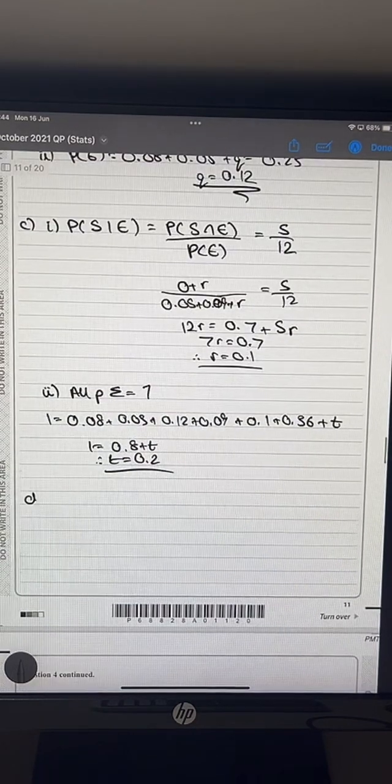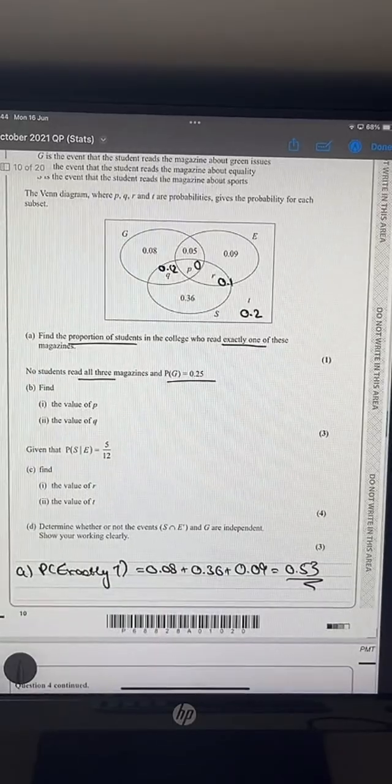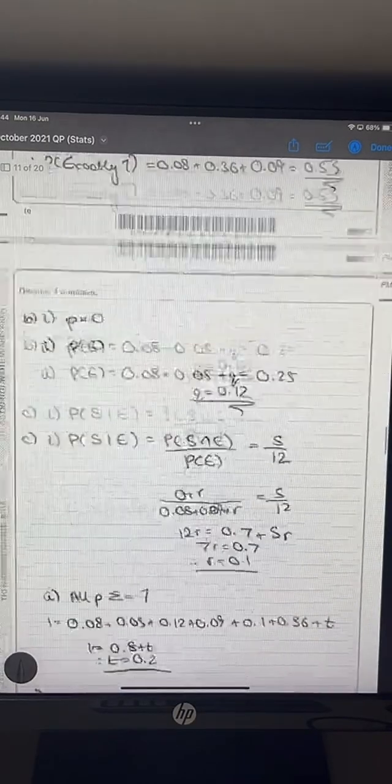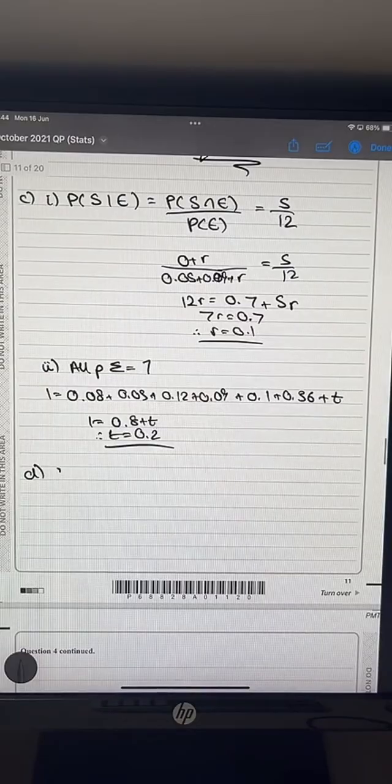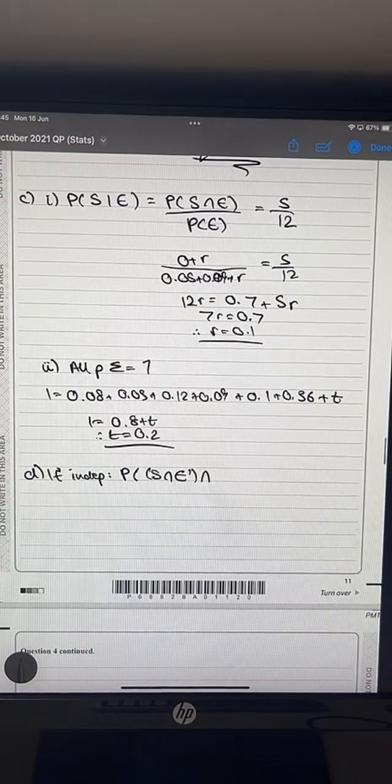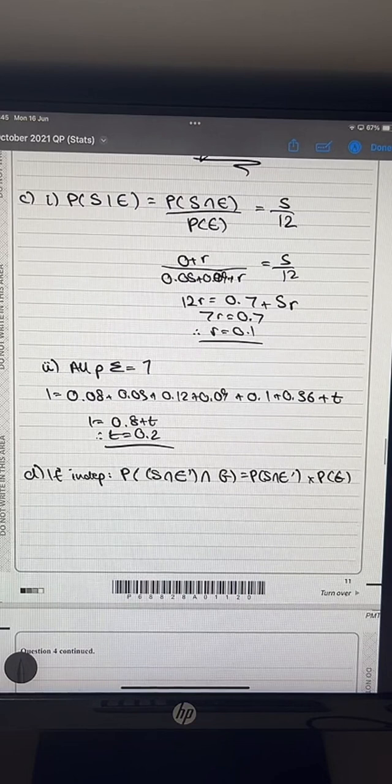All right, so one last part to this very nice question. D, determine whether or not the events S and not E and G are independent. Show your working clearly. So we need to state that if they are independent, what is our rule? The probability of S and not E and G is equal to the probability of S and not E multiplied by the probability of G. That's the formula you should know. So we can go ahead and find them. This is equal to, no, I'm going to do this one first.